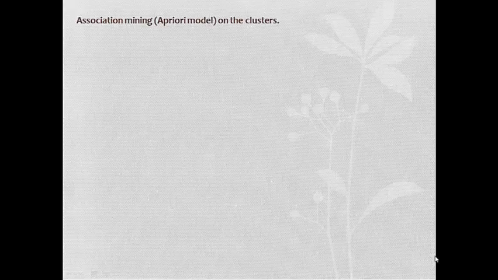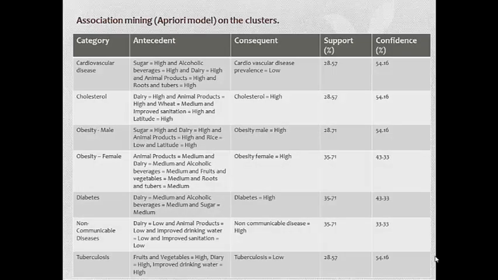Now we'll get into the association mining. Association mining is done on the clusters in order to find the association between clusters formed on the basis of food consumption and health attributes. The data set is altered in such a way that the attributes carry high, low and medium values instead of its original value. One thing that we found interesting with this association mining is that consumption of food products and cardiovascular diseases and the non-communicable diseases are negatively correlated, whereas prevalence of cholesterol, obesity and diabetes are positively correlated to food consumption. Tuberculosis is one exception with this.